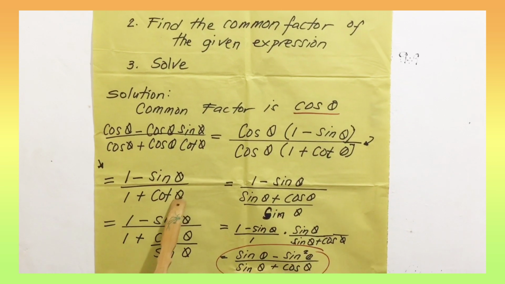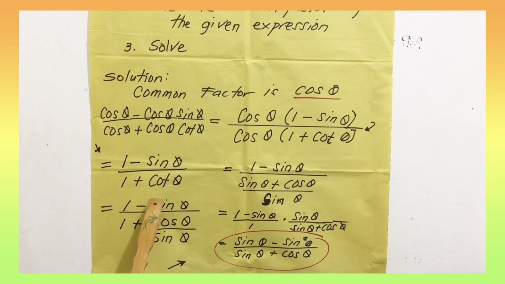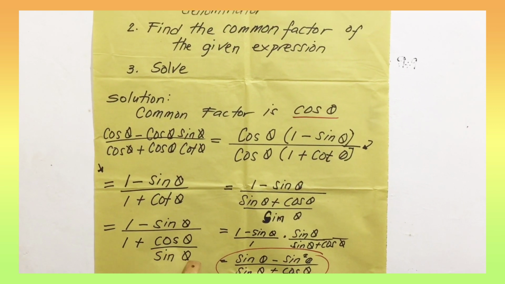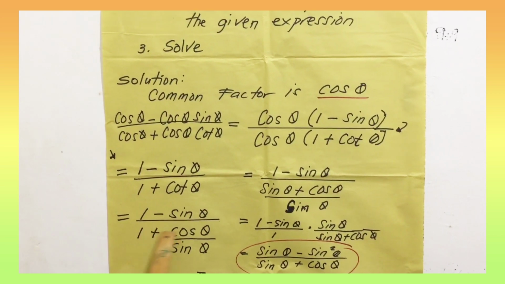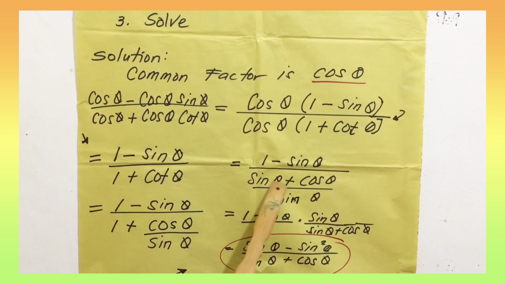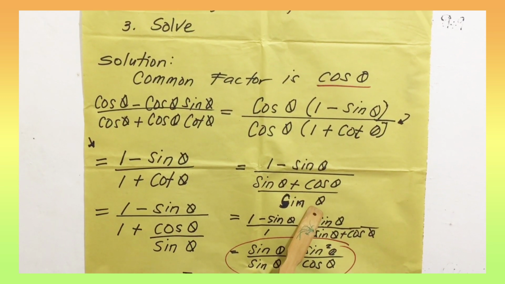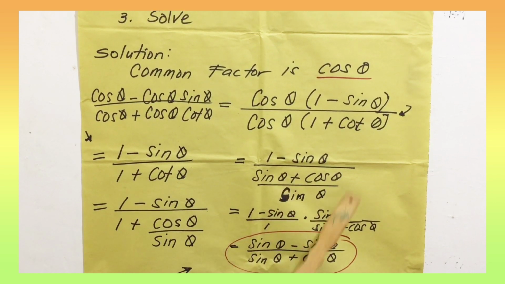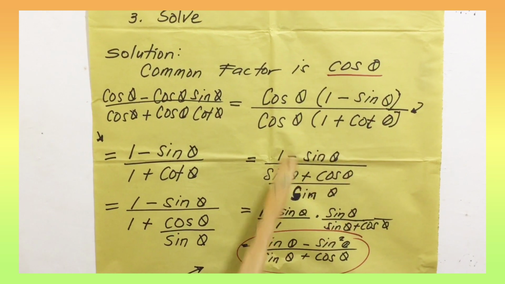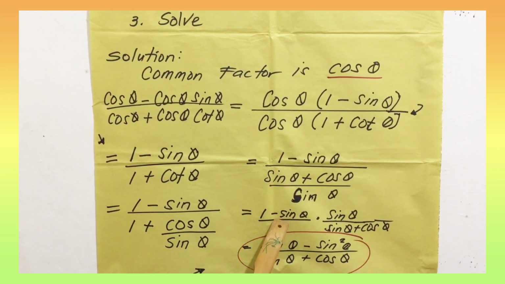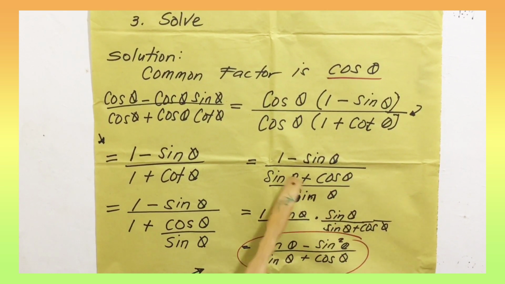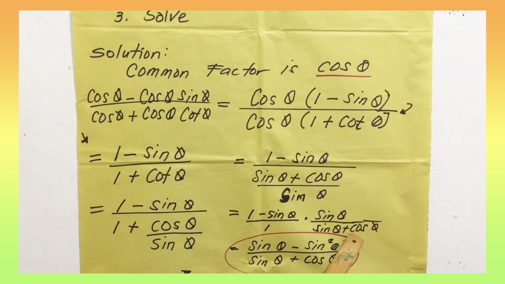For 1 plus cotangent theta, the value of cotangent theta is equal to cos theta over sine theta. We multiply sine theta times 1 plus cos theta. So the result is 1 minus sine theta over sine theta plus cos theta over sine theta. After this, we simplify again using the reciprocal process. So 1 minus sine theta over 1 times, we reverse it, it becomes sine theta over sine theta plus cos theta. It becomes a denominator now.